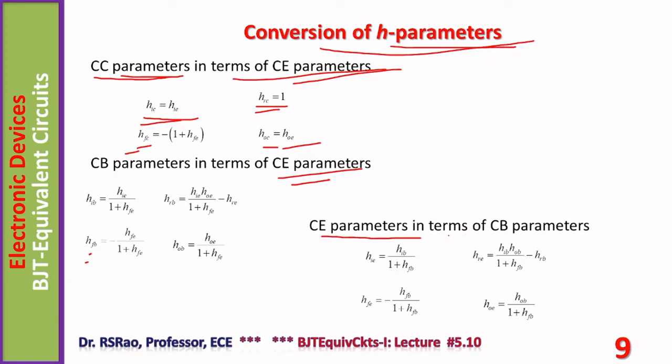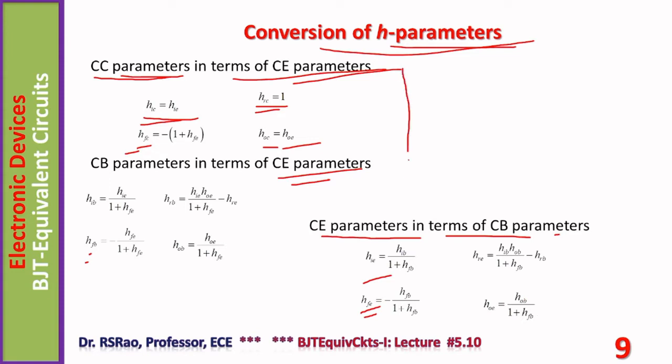CE parameters in terms of CB parameters. HIE is equal to HIB over 1 plus HFB. HRE is equal to HIB HOB over 1 plus HFB minus HRB. HFE is equal to minus HFB by 1 plus HFB. HOE is equal to HOB by 1 plus HFB.